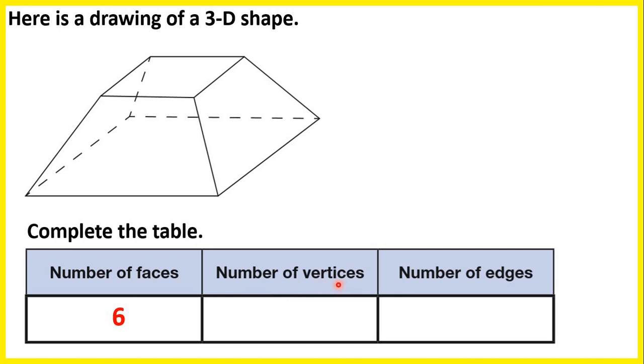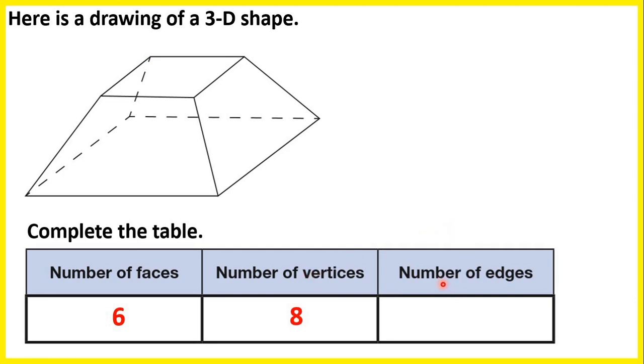Now we need the number of vertices. So the vertices are the corners or the pointy bits. So we have 4 vertices in our base because that's the corners of the square, but we also have another 4 vertices at the top because we have the corners of our square at the top as well. So that's 4 vertices at the bottom, 4 at the top, so 8 vertices altogether.